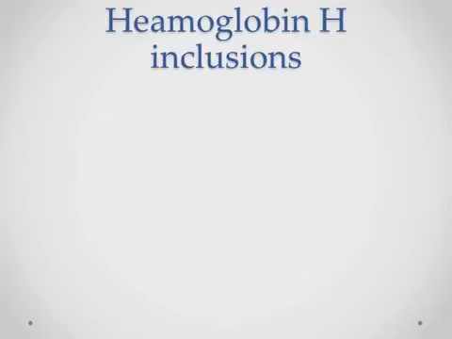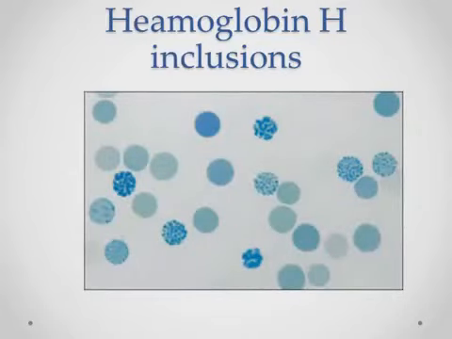And now we have hemoglobin H inclusions, like what we see here by brilliant cresyl blue. This is called hemoglobin H inclusion. Hemoglobin H, or hemoglobin Bart's, means deletion of three alpha chains.